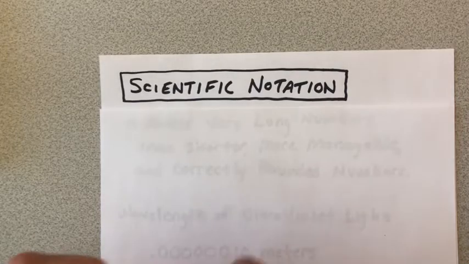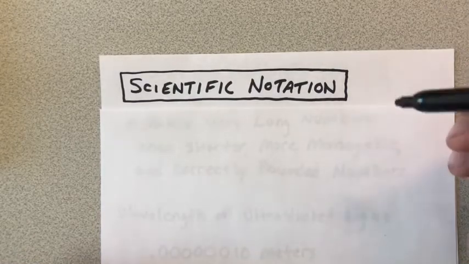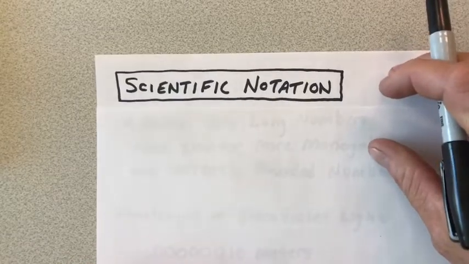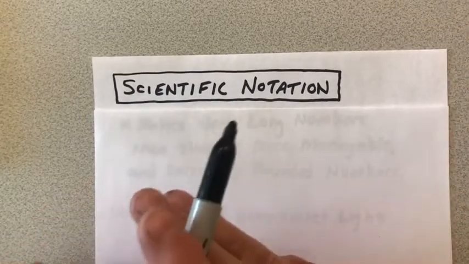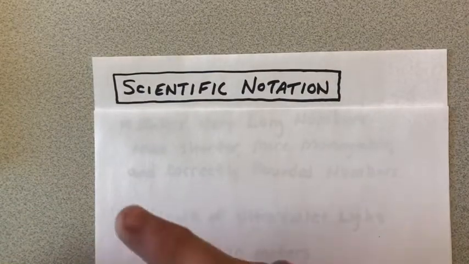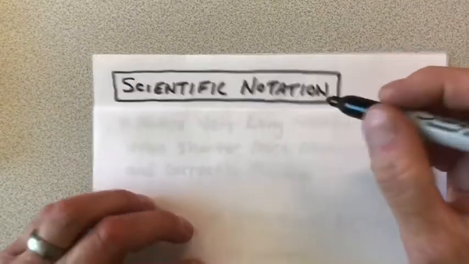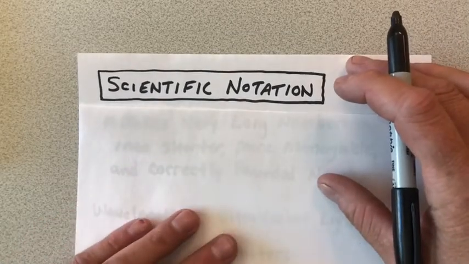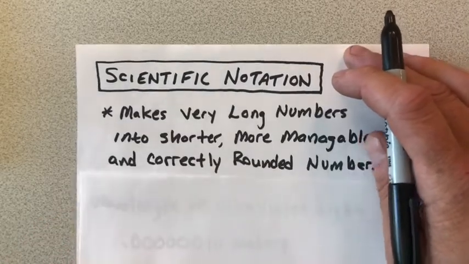All right, this is a video on scientific notation. This is a math function that you've got to be pretty familiar with in chemistry, because in chemistry we work with really, really big numbers oftentimes. Well, I should say we work with really long numbers. Those numbers can be very, very small too, but yeah, really, really long numbers.